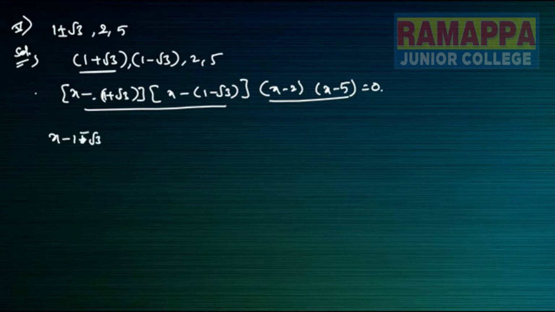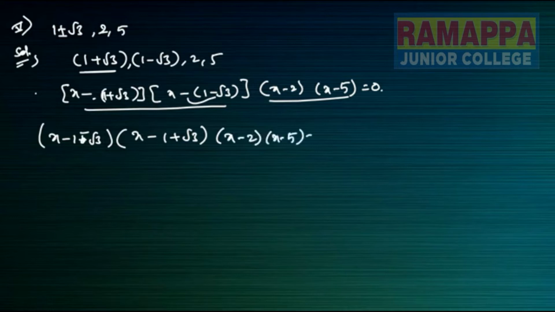So we will multiply with this one, it will become minus root 3 will come here. Another thing here: (x - 1 + root 3) will come, I will multiply with this one. So it will become like this, and after that I will do something similar to this one. So this is (x - 2)(x - 5) is equal to 0.